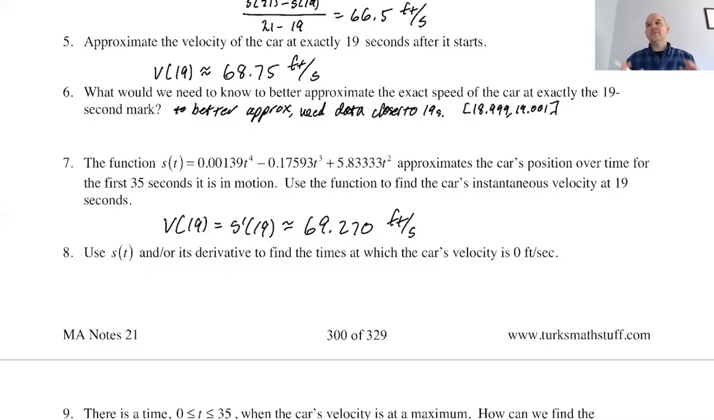I'm back. We're on the bottom of page 300, and we're going to knock out this page, and then we're going to take on the next page and see how it goes. So this says use S of t and/or its derivative to find the times at which the car's velocity is 0.